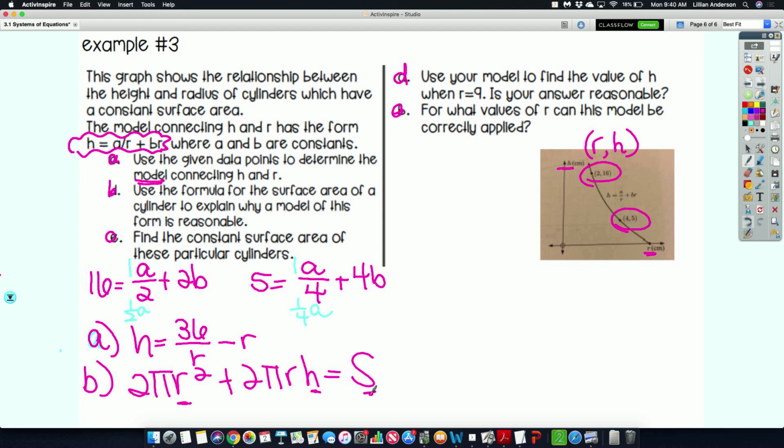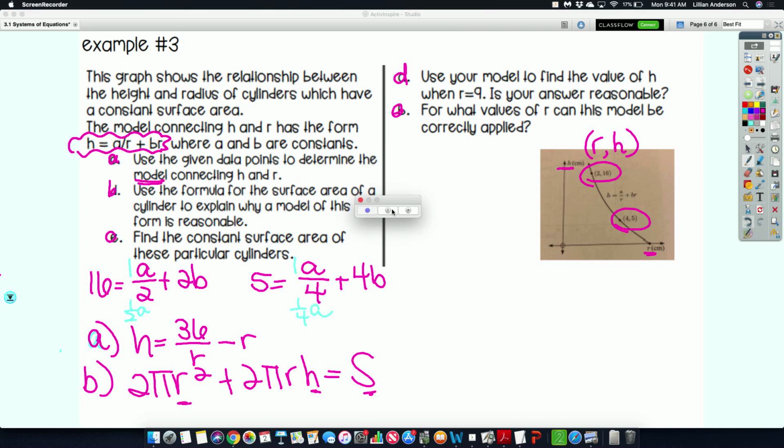Well, the one thing is I can't change that s, because s represents my surface area. But the reason why this model is reasonable is because this model basically solves for h in terms of r, which means that I could plug this equation in for h and only have r be on the left side of that equation. It's substitution, exactly. Okay? So, in your own words, explain why this model is reasonable for the surface area of a cylinder. Go ahead and do that now.